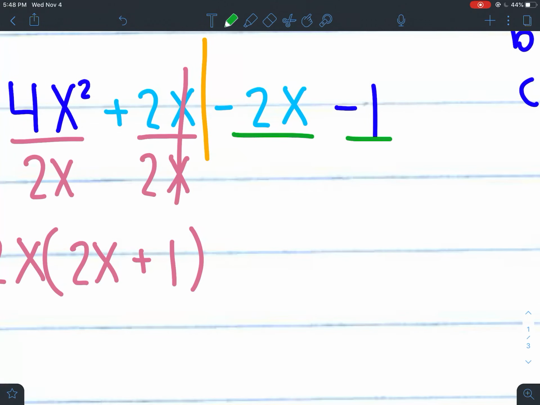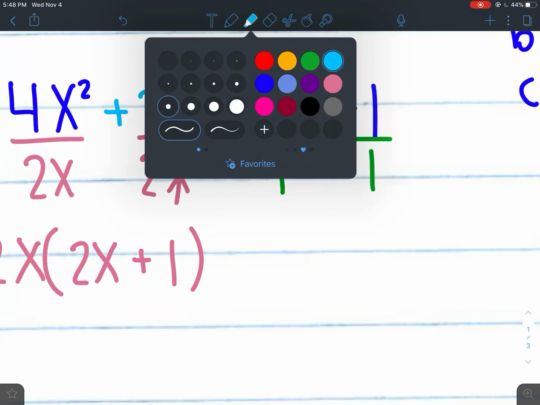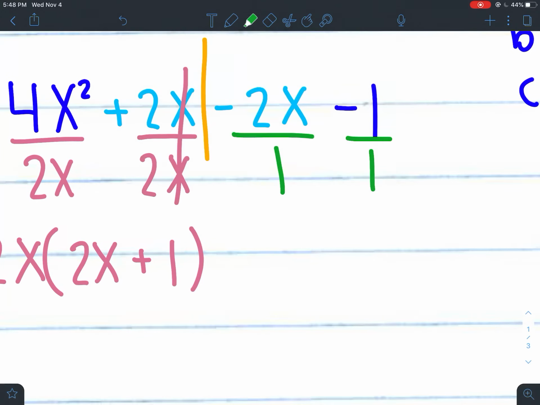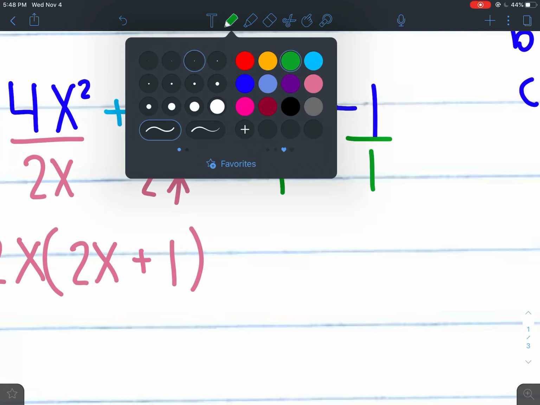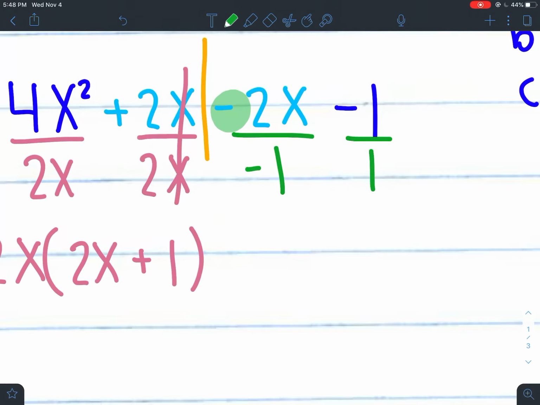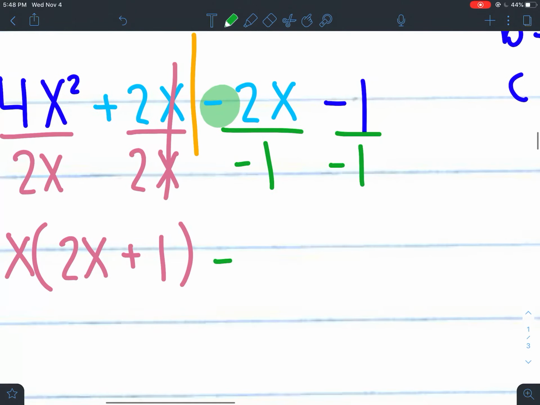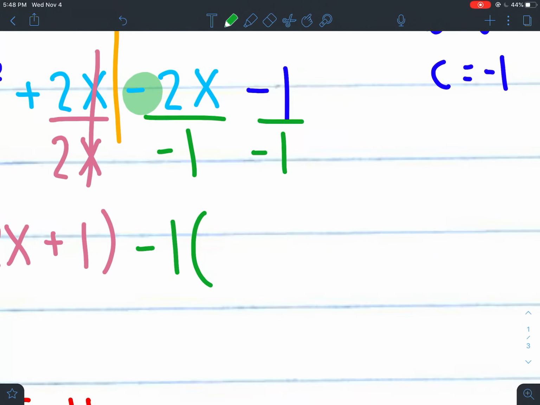Move on to the second set of parentheses. The largest number that can go into both of these is 1. However, because this right here is a negative in the front, if my first term is negative, I must factor out a negative. So that has to be a negative 1. Okay? And then you open up your parentheses, put your leftovers in. Negative 2 divided by negative 1 is going to give me positive 2, and the x remains. And negative 1 divided by negative 1 is positive 1.